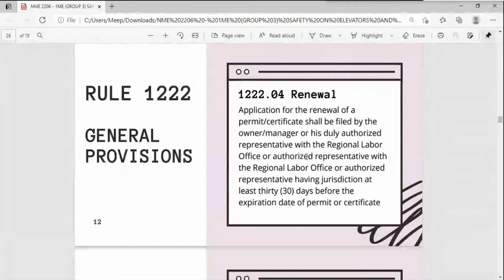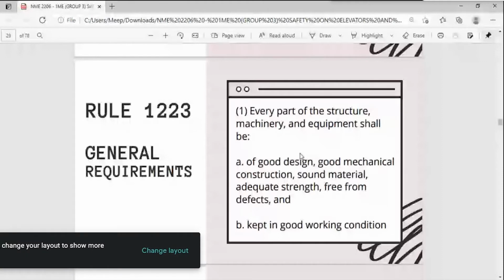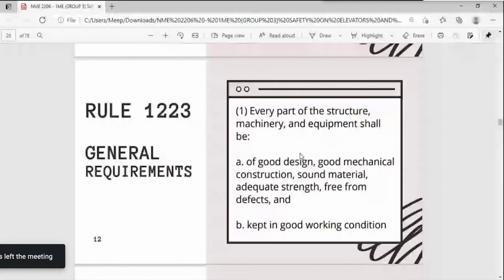Every part of the structure, machinery, and equipment shall be of good design, good mechanical construction, sound material, adequate strength, free from defects, and kept in working condition. So, syempre, para maiwasan yung mga aksidente, lahat ng materials na gagamitin, yung pagkagawa ng elevator, ay pasok sa quality na require ng Regional Labor Office.